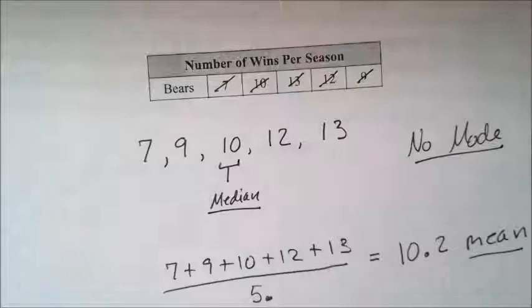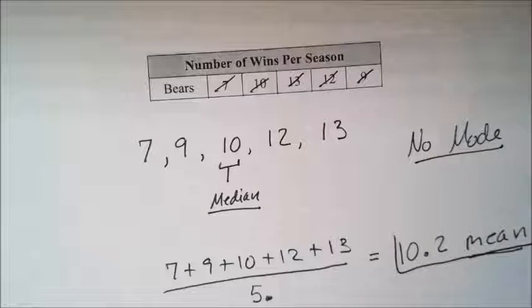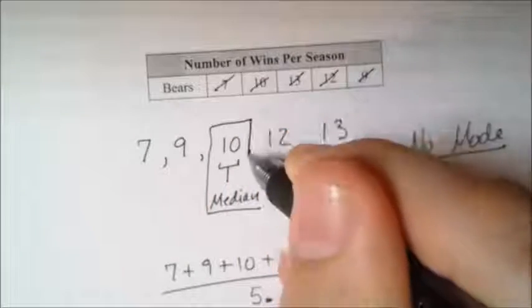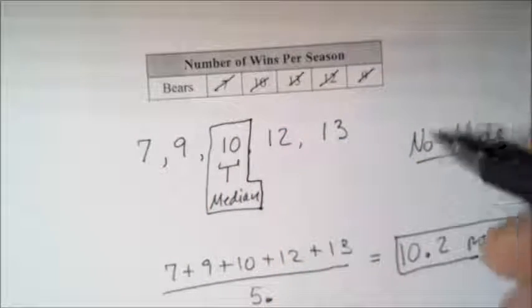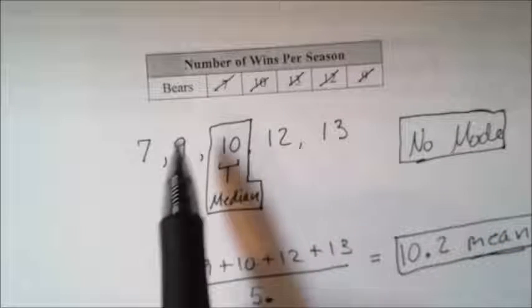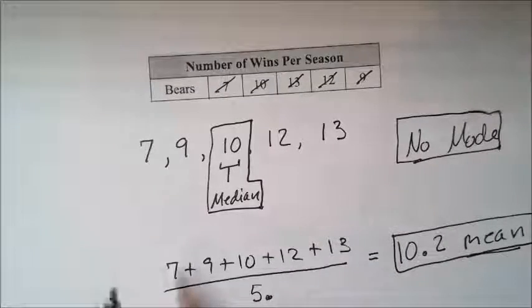The last thing that we need to find is our range. But before we do that, let's go ahead and box this just so we don't get it mixed up. There's our mean, here's our median, and there's no mode in this one because there's no repeating values. And now we're just going to go ahead, let me refocus, and we're going to find our range.